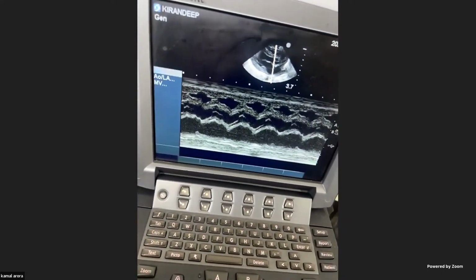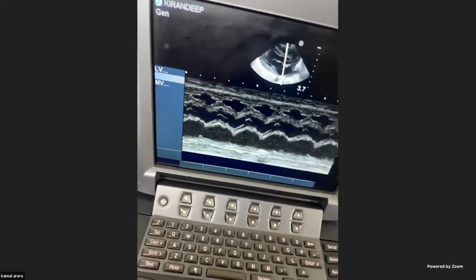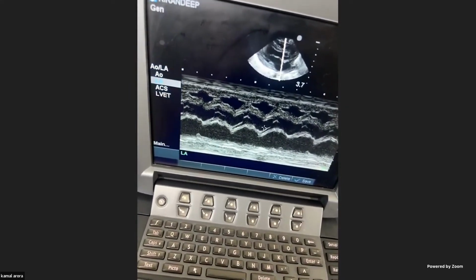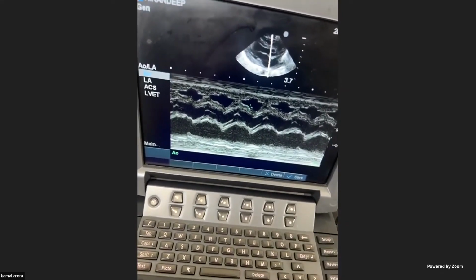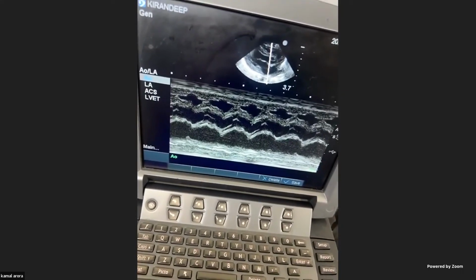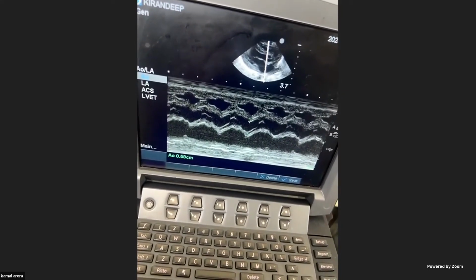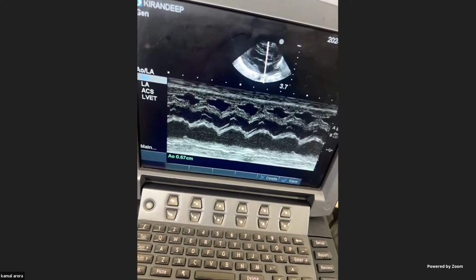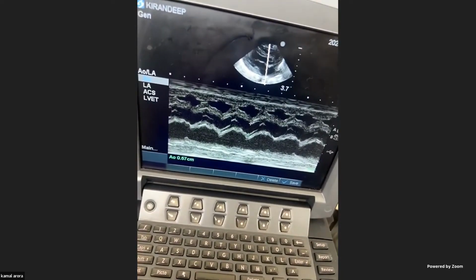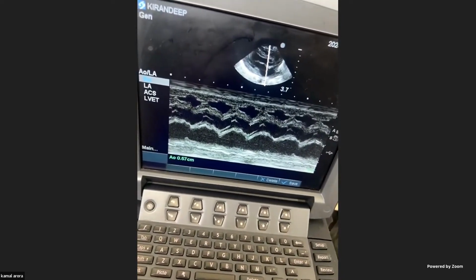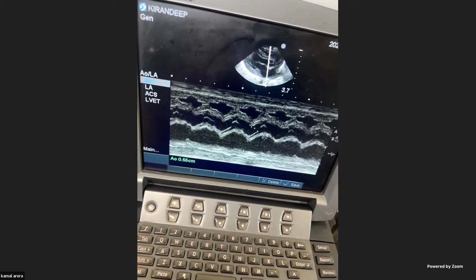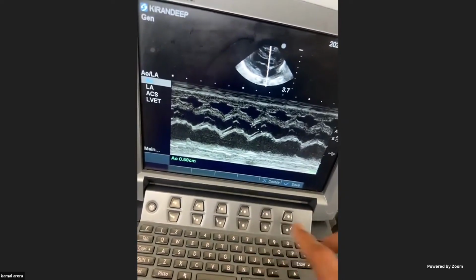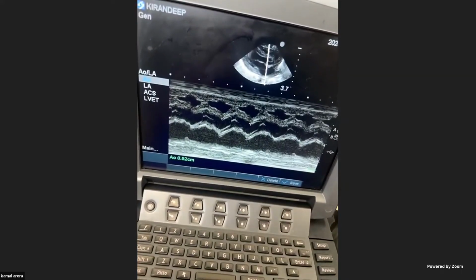So I go to the calculations. I have to do the AO first, from this line to this line. So this is the AO. AO is 0.57. And the LA has to be measured in diastole. Okay, let me save this. Yeah, let me save this.